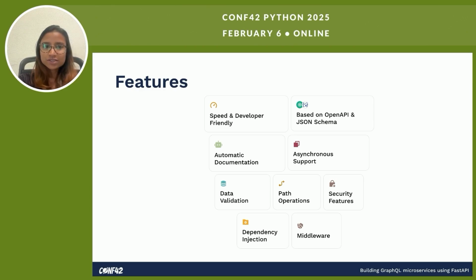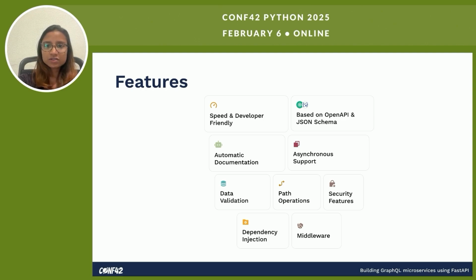So the first one is speed and developer friendliness. As we said in the beginning, FastAPI is one of the fastest frameworks available thanks to its foundation on Starlette and Uvicorn. And with Python type hints and Pydantic, it significantly boosts developer productivity, making coding smoother.